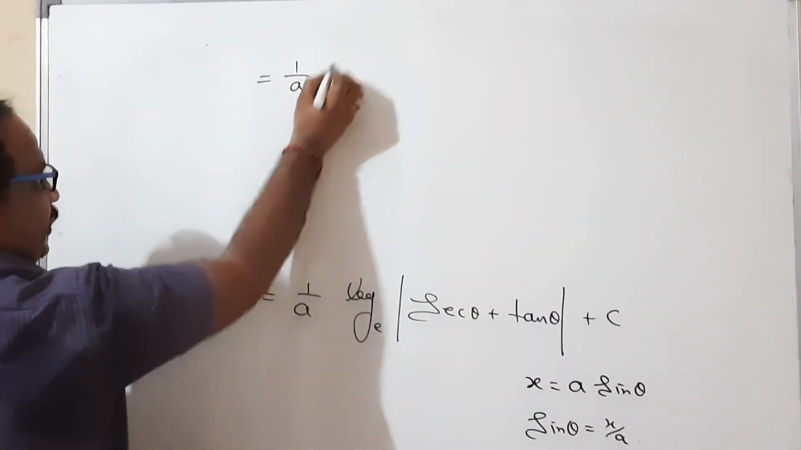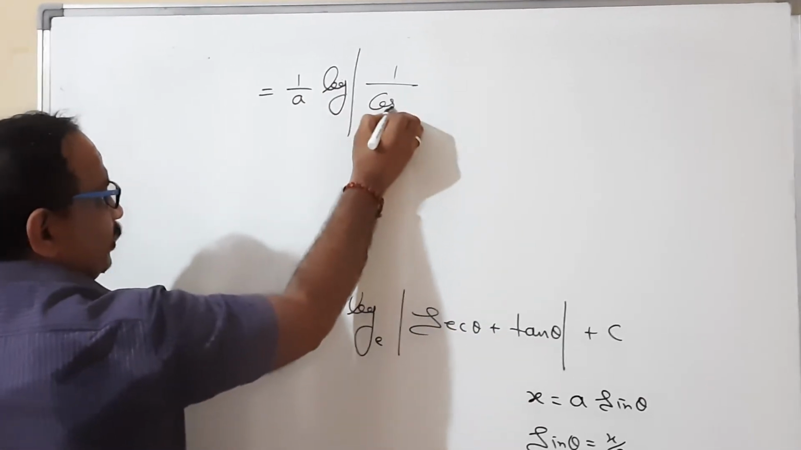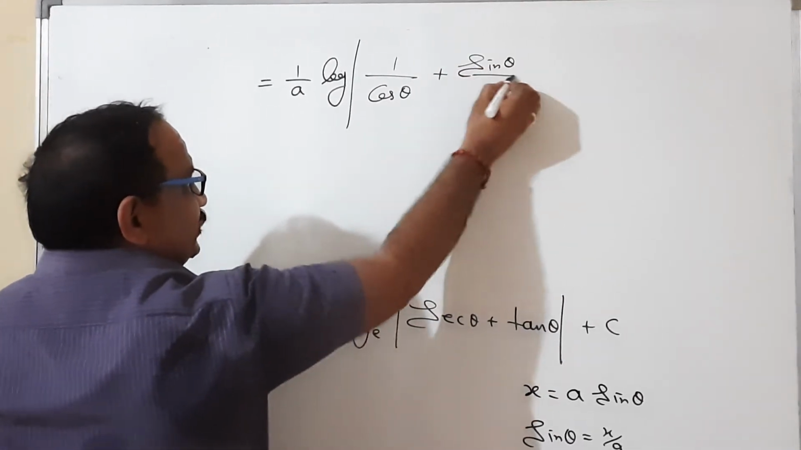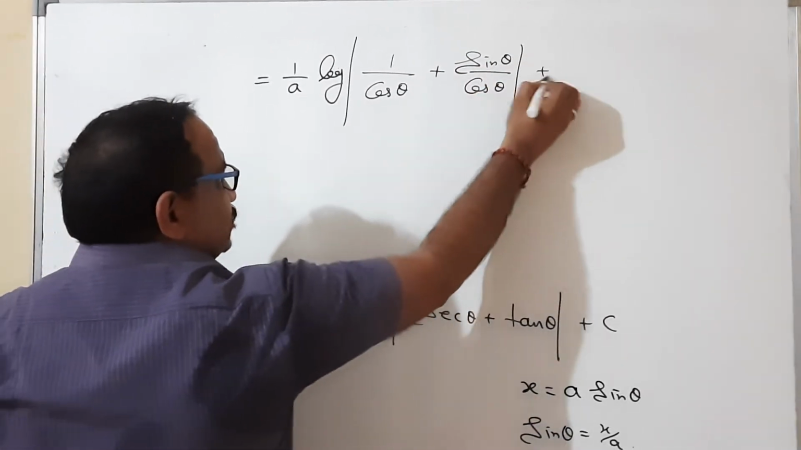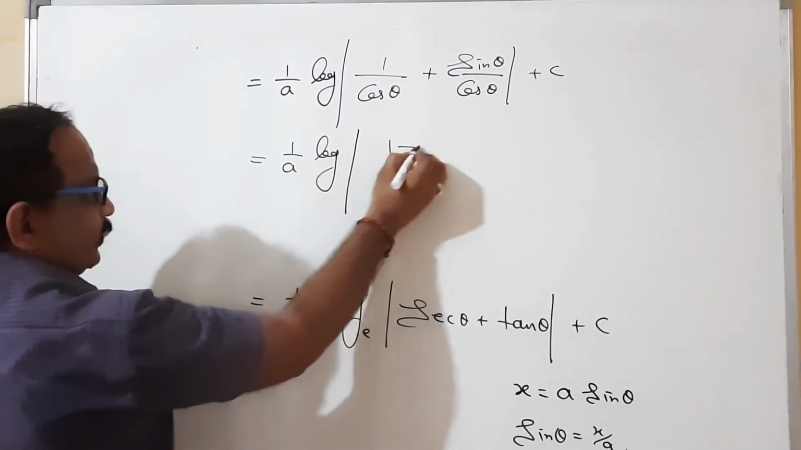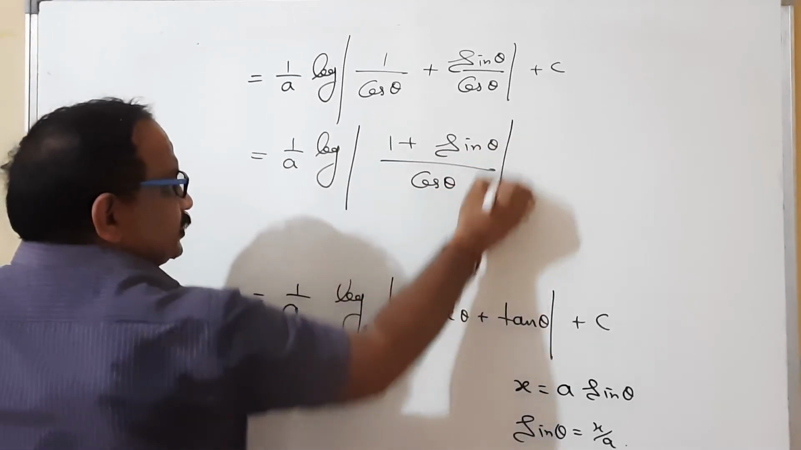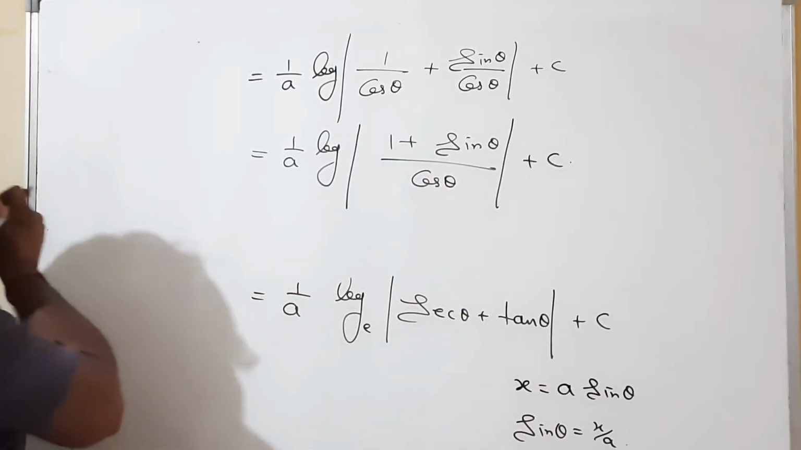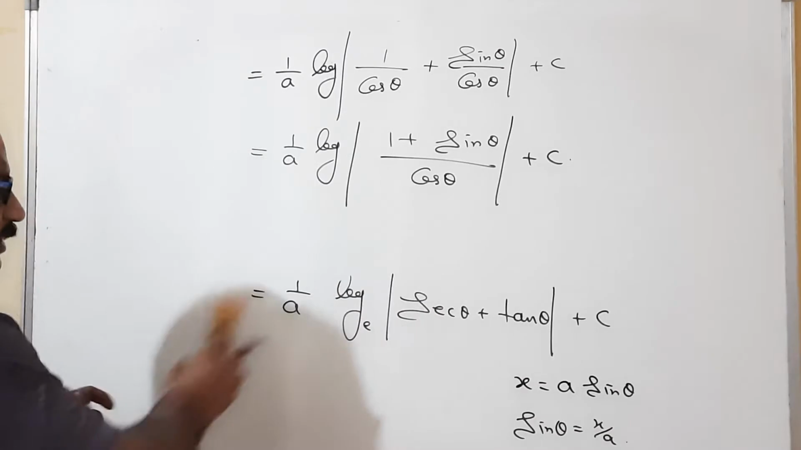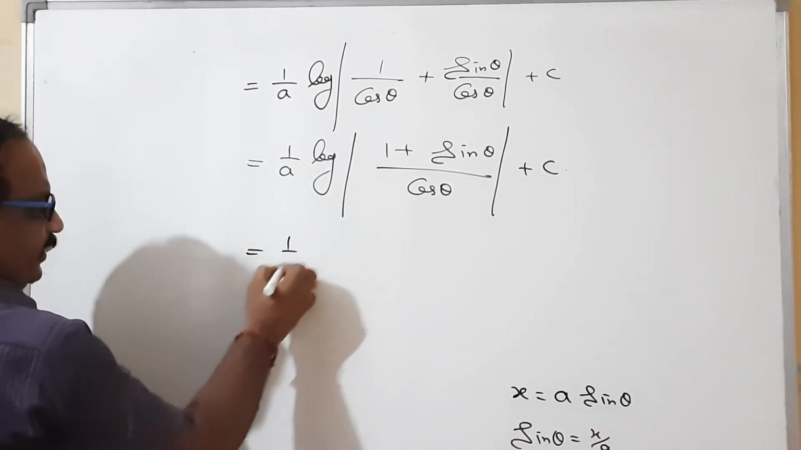There is 1 by a, log of this sec theta can be converted to 1 upon cos theta, plus this tan theta can be converted to sine theta upon cos theta, plus c. There is 1 by a still out, log of 1 plus sine theta divided by cos theta, plus c. That is our part. In place of sine theta I am able to put x by a, but in place of cos theta we have to modify the component.